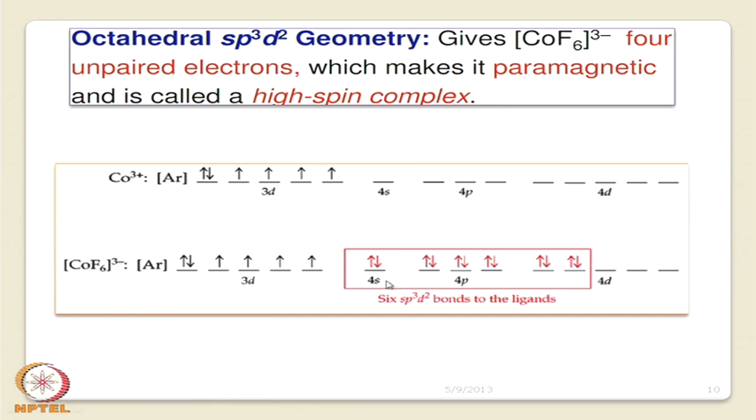So, the utilized levels are s, p and 4d levels now. So, the utilized levels are 4d z square and 4d x square minus y square, giving rise to 6 sp3d2 bonds to the ligands. So, these bonds are giving rise to the 6 sp3d2 levels for the typical hybridization of the hexafluorocobaltate compound. So, this hexafluorocobaltate compound has 4 unpaired electrons, giving rise to 4 electron paramagnetism.